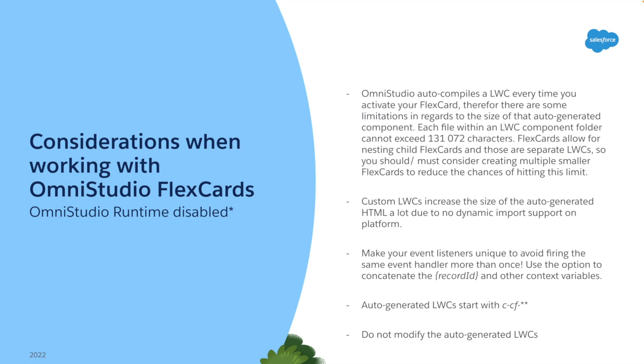Some considerations when working with the OmniStudio FlexCards, right? If you have an OmniStudio runtime disabled in your org, and that's why I'm explicitly highlighting this, right? So OmniStudio runtime is a setting that you can toggle in your org. If your OmniStudio runtime is disabled, there are some considerations to take. As we said in the very beginning, the FlexCards designer will auto-compile a Lightning Web component every time you activate your FlexCards. So that brings also some limitations, right?